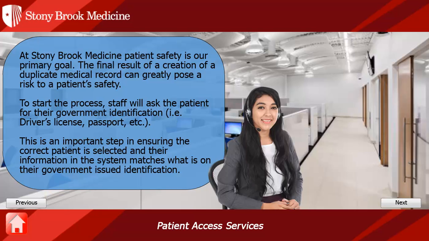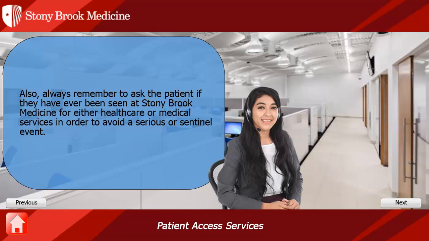To start the process, staff will ask the patient for their government identification, for example, driver's license, passport, etc. This is an important step in ensuring the correct patient is selected and their information in the system matches what is on their government-issued identification. Also, always remember to ask the patient if they have ever been seen at Stony Brook Medicine for either healthcare or medical services in order to avoid a serious or sentinel event.